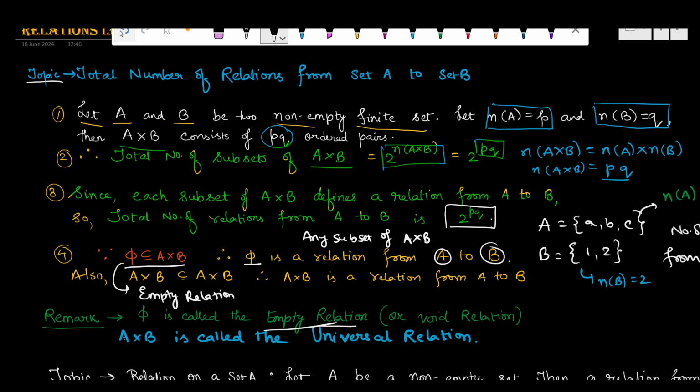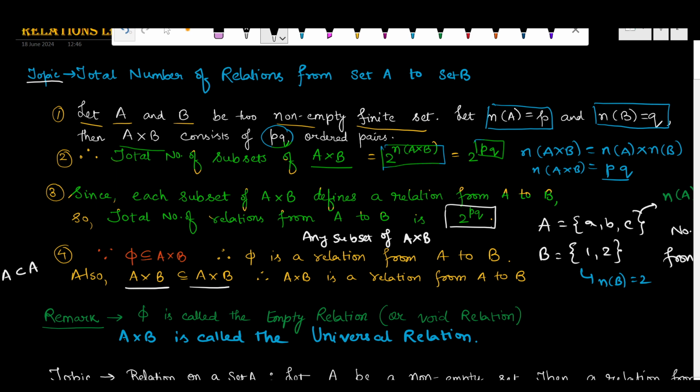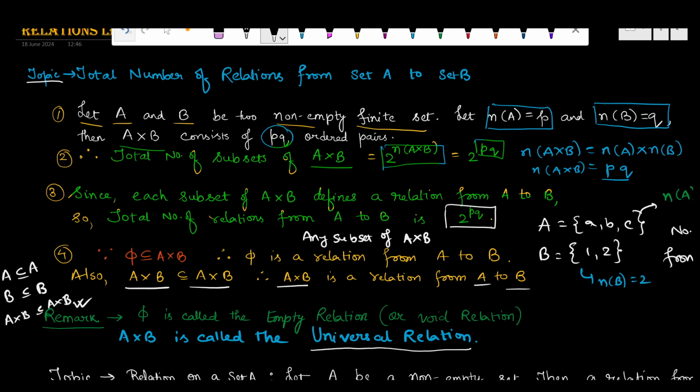Similarly A cross B is a subset of A cross B, right? As A is a subset of A and B is also a subset of B, so A cross B is a subset of itself. We know this from set theory. And since A cross B is a subset of A cross B, therefore A cross B is a relation from A to B. This type of relation is called the universal relation, as you may see here.